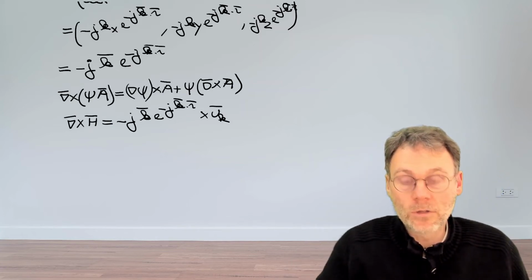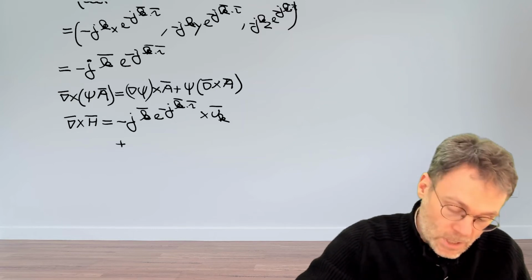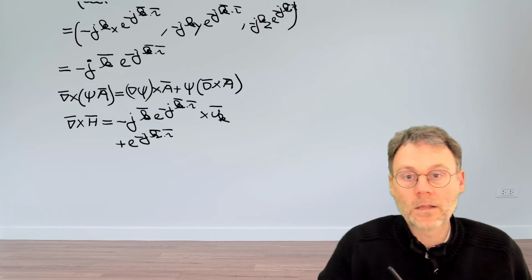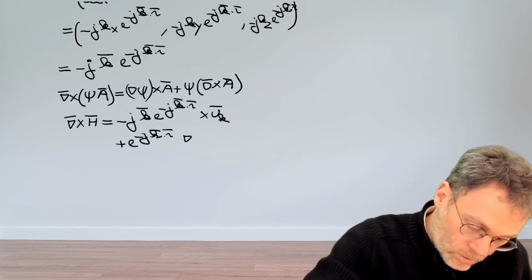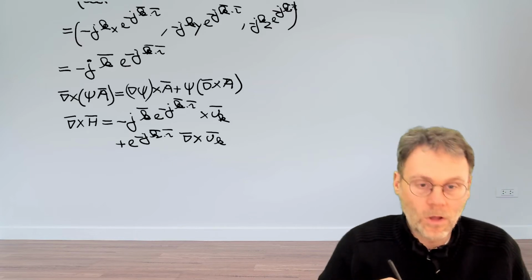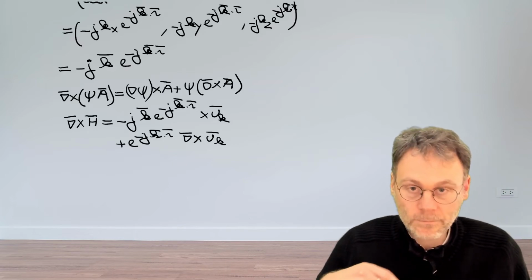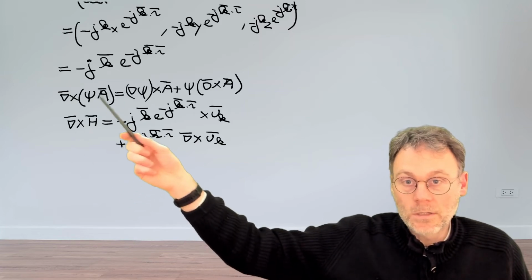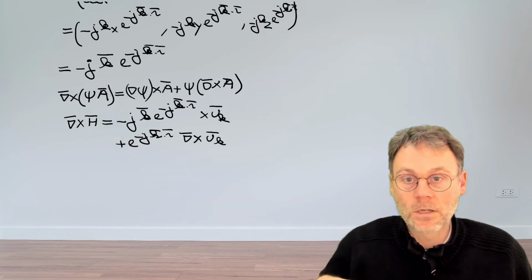And then for the second term, we start off with psi, that's exponential minus jkr again. And then we have the curl of A, and the curl of A is going to be the curl of uk. So this is what the curl of H is.